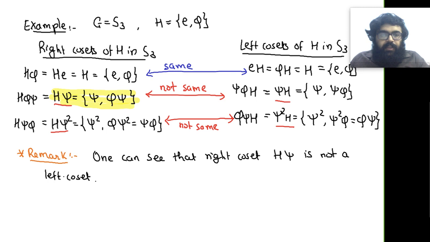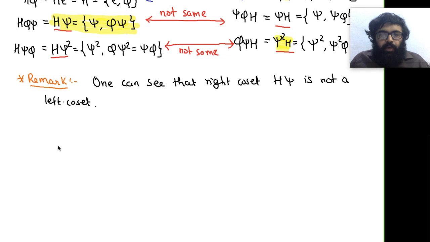What is this set? This is psi and phi psi. Psi phi psi is not there anywhere in the left cosets, right? So here it is psi square, phi psi. Phi psi is there, but psi square is there. Here there is psi, but psi phi is there. So right coset H psi is not same as psi H, that is certainly not there. And H psi is a right coset which is not at all any left coset. So as you can see here, in a non-abelian group, not only is it that right and left cosets are not same, but it is in fact more. A right coset may not be any left coset. Not only is H psi not equal to psi H, but H psi is not equal to phi H, and not equal to psi square H also. So none of them are equal. That means it's not a left coset, right?